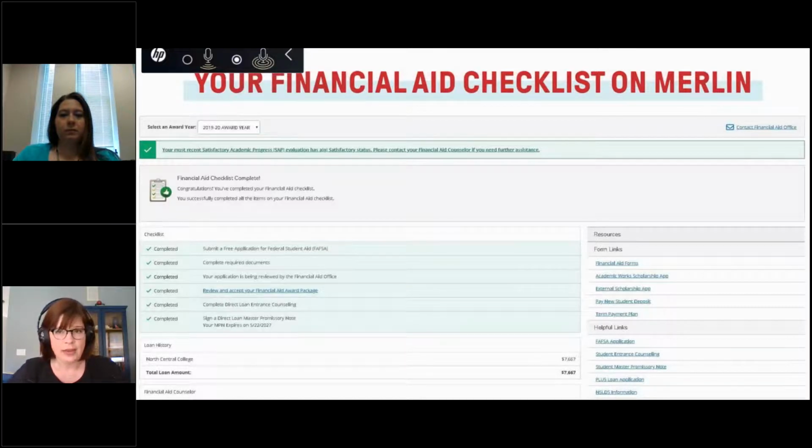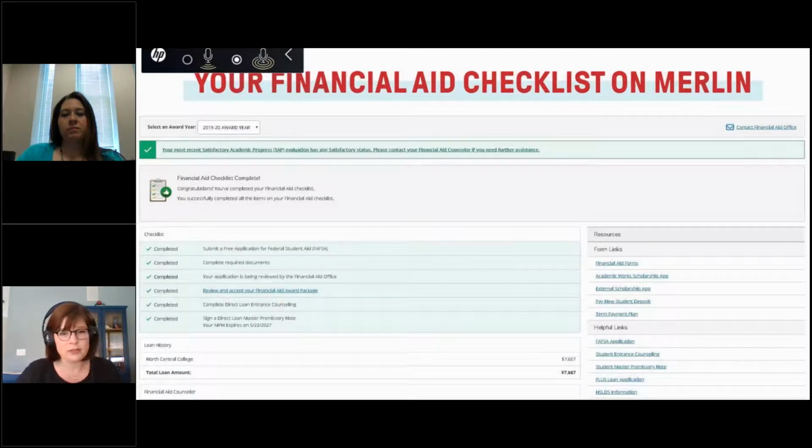This is what the financial aid checklist on the Merlin student portal looks like. It has kind of a stoplight scheme where if your background is green, you're good to go. If you're yellow, things are in process. And if you're red, there are some urgent issues that need to be clarified on your account.